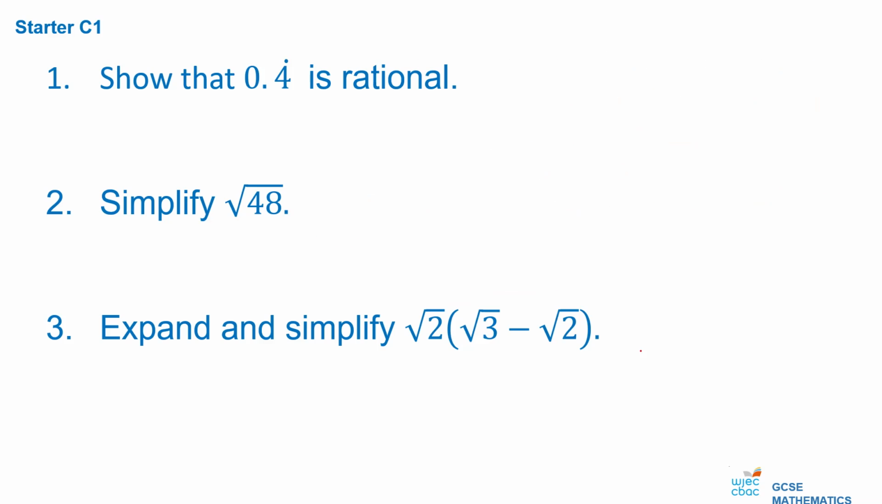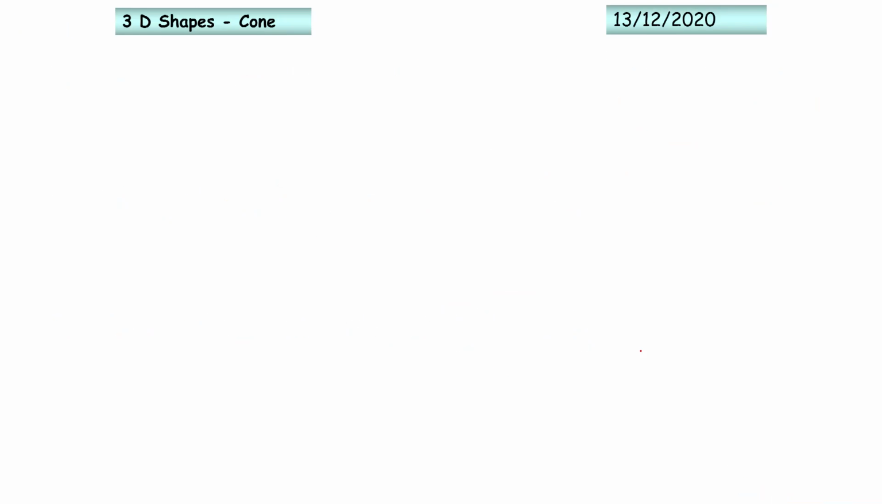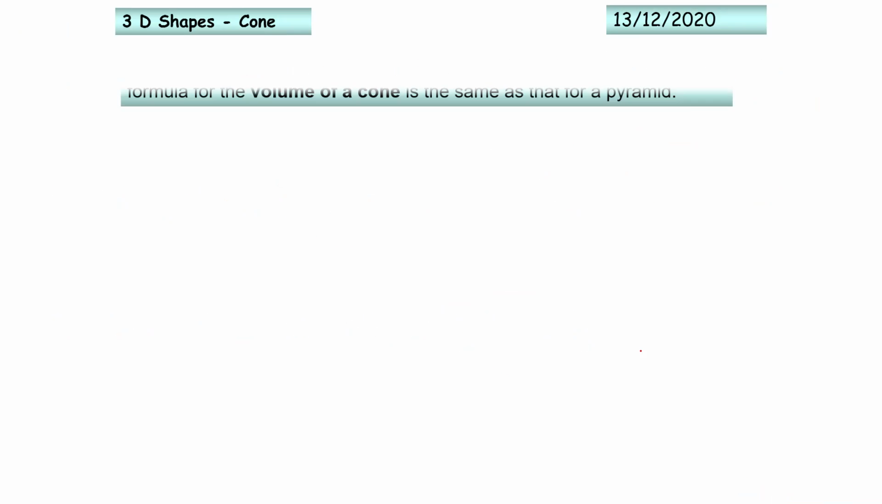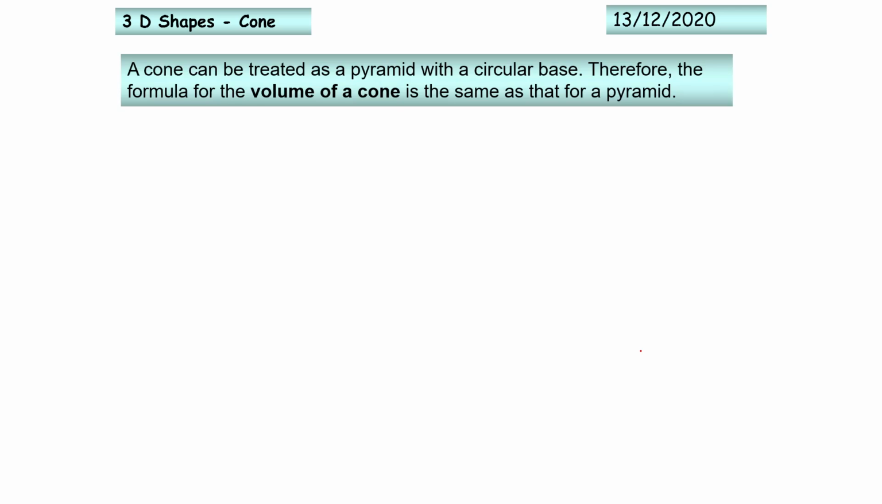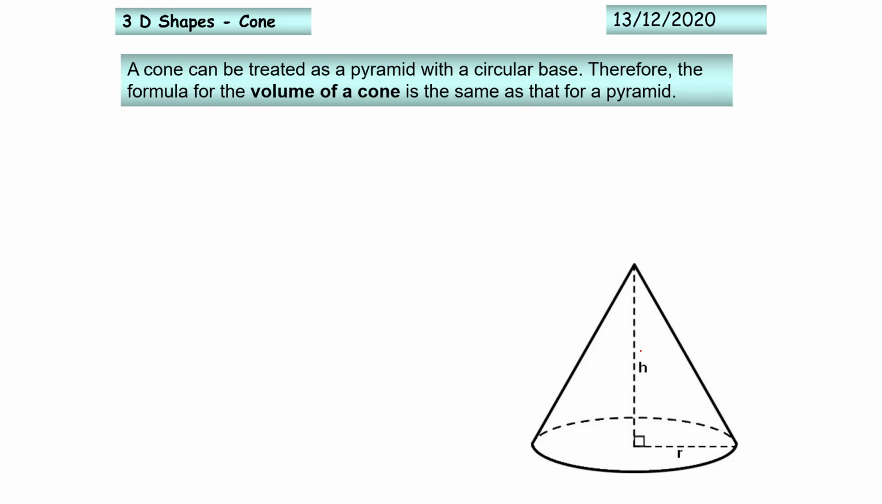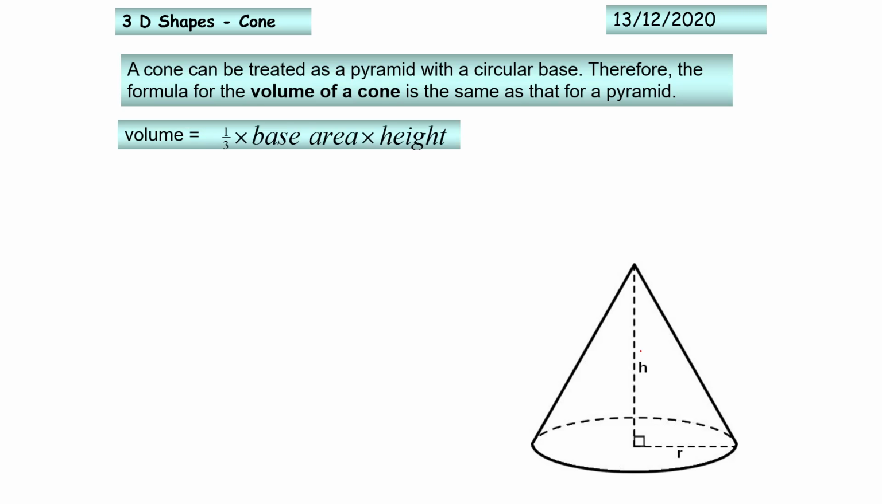Okay, so this is something we've looked at before, volume of cones. So the volume of a cone is given by, and there's our cone, circular base, a third of the base area times the perpendicular height. Now the base is a circle, so the area of a circle is pi r squared, so it's a third of pi r squared times the height.